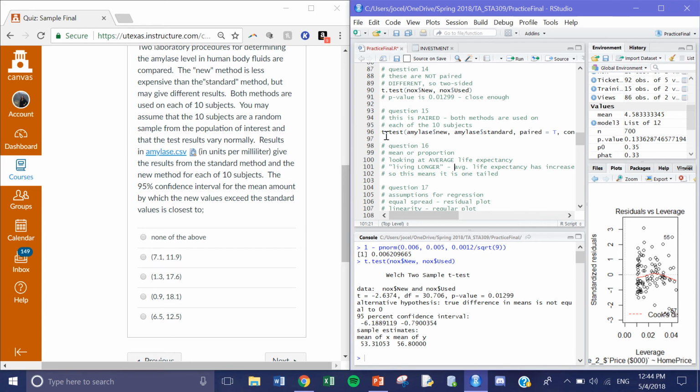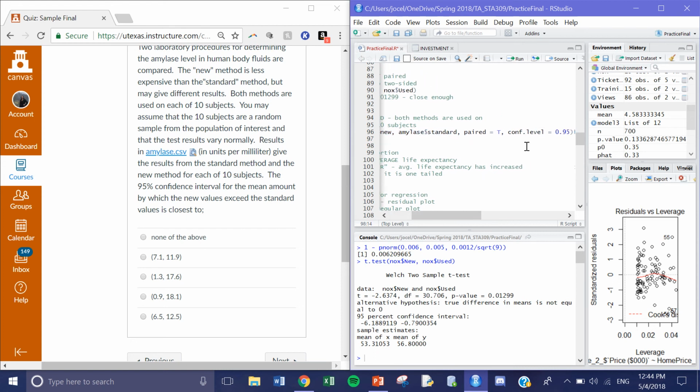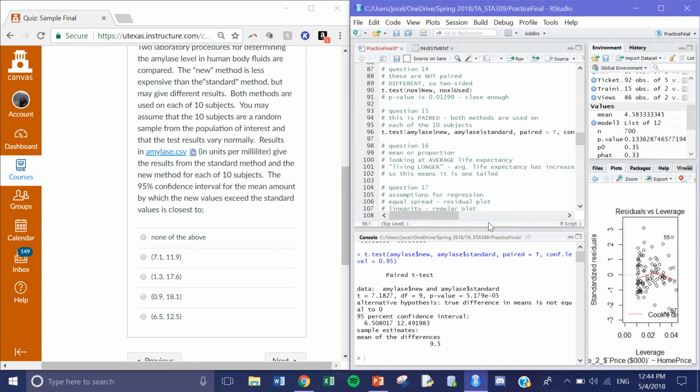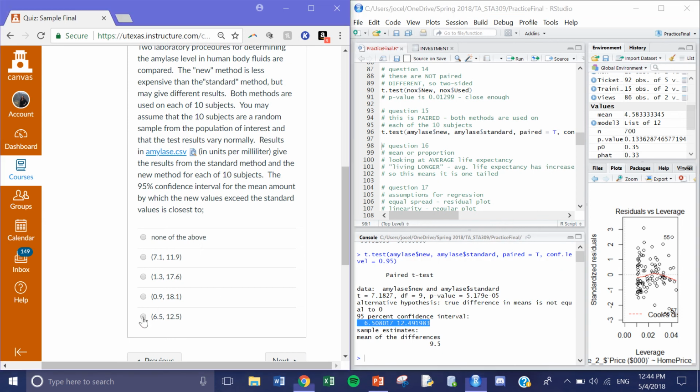So, my t-test function, we use the same one for confidence intervals. I put my new and my standard, and they are paired, so we have to put paired equals true. For confidence intervals, you have to decide the confidence level. It defaults to 95%, so you don't have to put this. I'm just going to keep it in this line. It doesn't matter, but if it was something other than 95%, like 90%, you would have to change it. So we're going to run that t-test, and we see that our confidence interval is shown right here. It's 6.5 to 12.5.